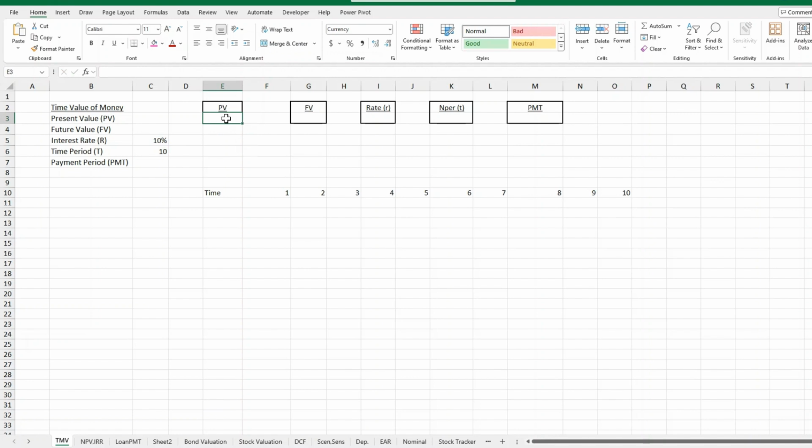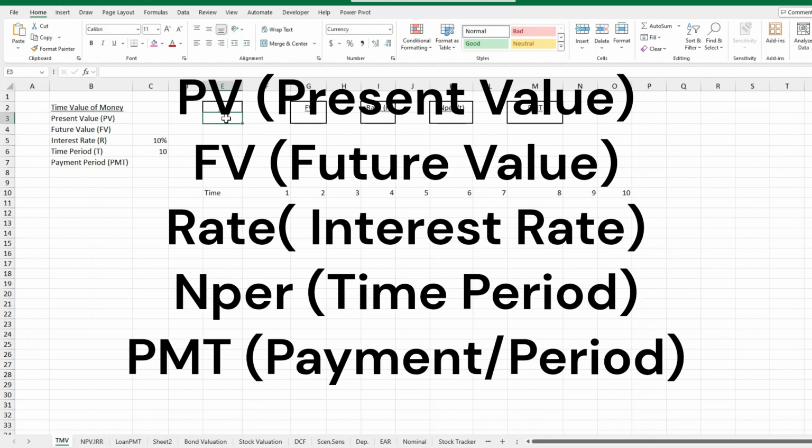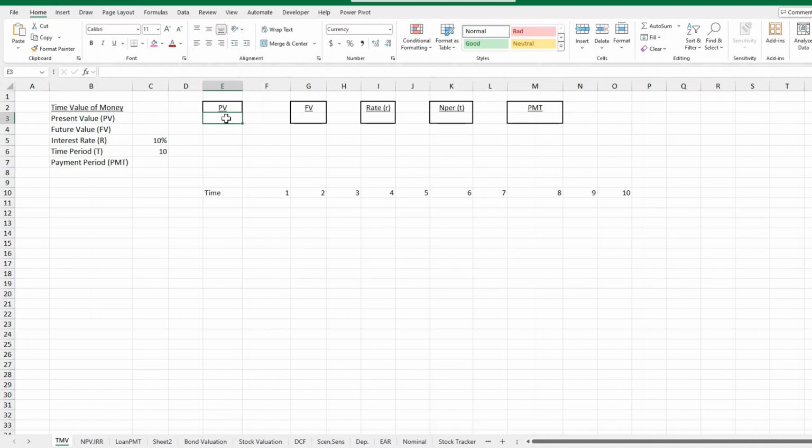Today, we are starting off with the functions PV, FV, rate, NPER, and PMT, which are all functions related to the time value of money. Now let's get into it. Our first function here is going to be equals PV, and if you understand the present value function, you're going to be able to understand all the other functions a lot better as well.